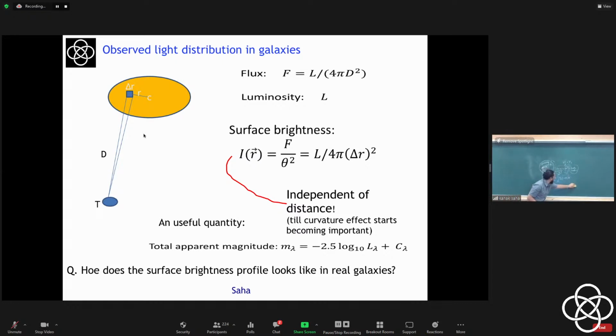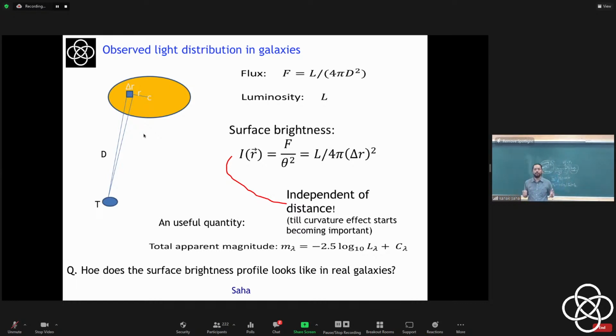Once you know the total light, you can calculate the apparent magnitude of the galaxy, which is minus 2.5 times log base 10 of I total, plus some kind of zero point. I will write the zero point as C, some constant. Now this would also be a function of lambda, the wavelength, because what you measure depends on wavelength.